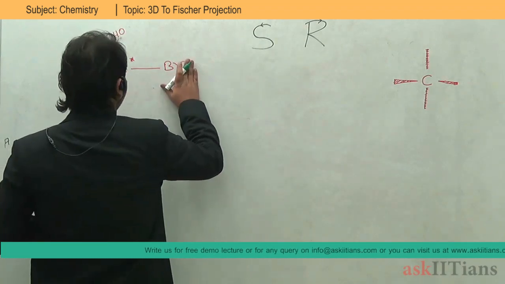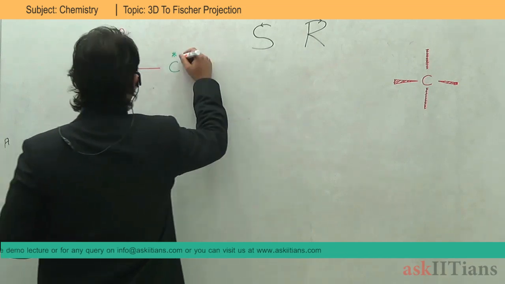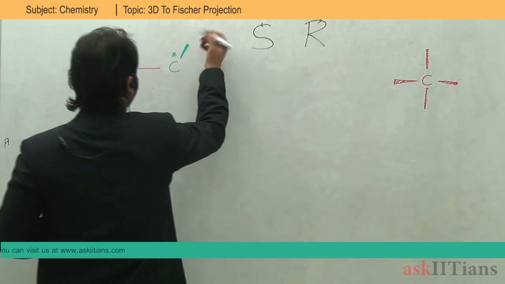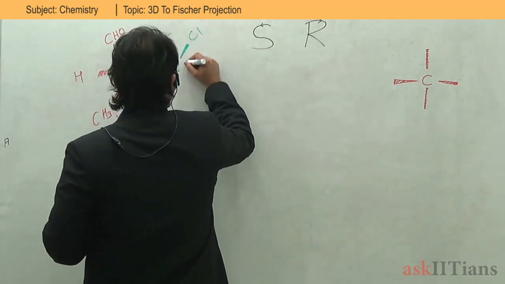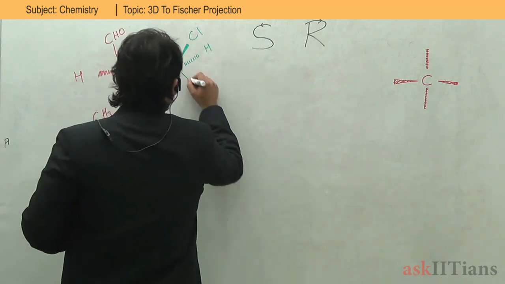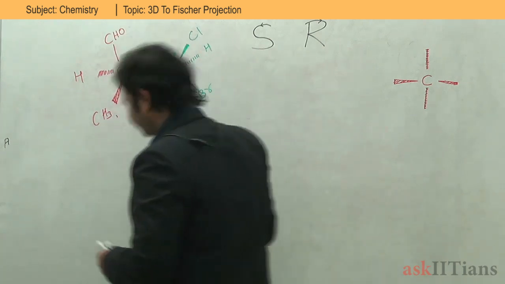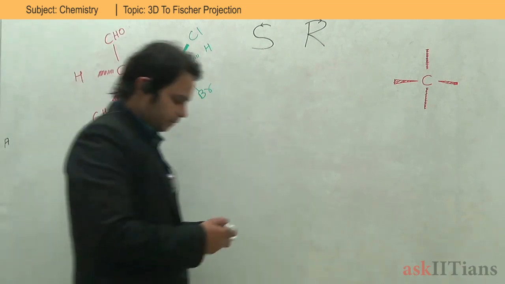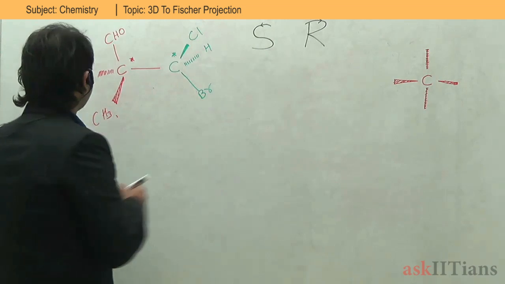So let's take one more chiral carbon atom. Say this is the plane that is outside the paper, and I'm taking Cl over here, which is going inside the paper, and H over here, and one more Br over here. Okay, fine. Now you have two chiral carbon atoms, so you need to define the Fischer projection of this particular compound. How are you going to define it?